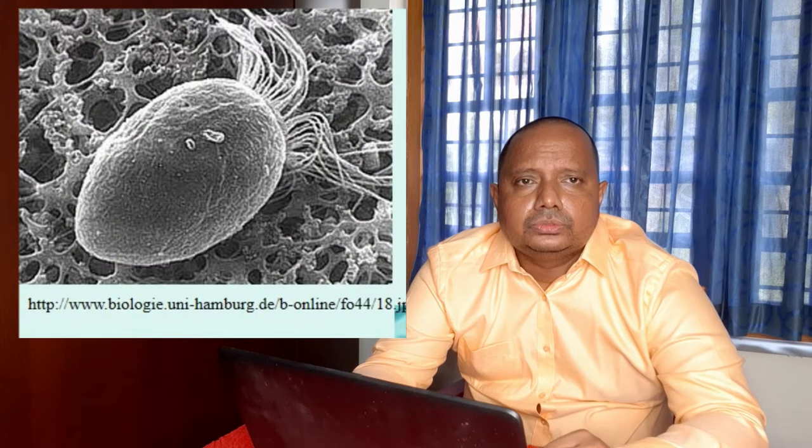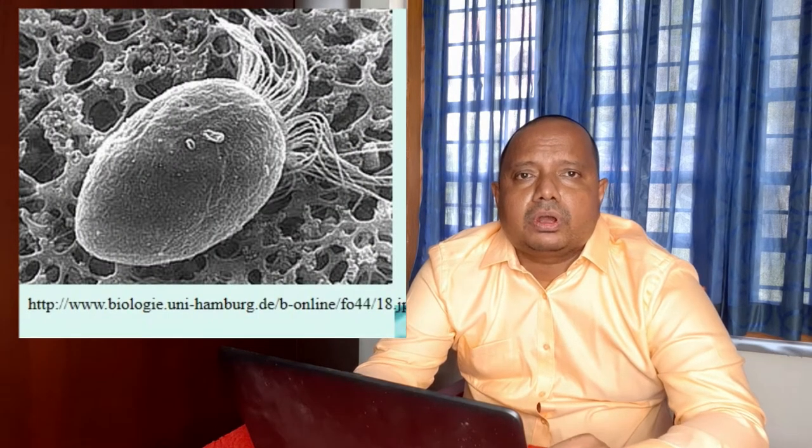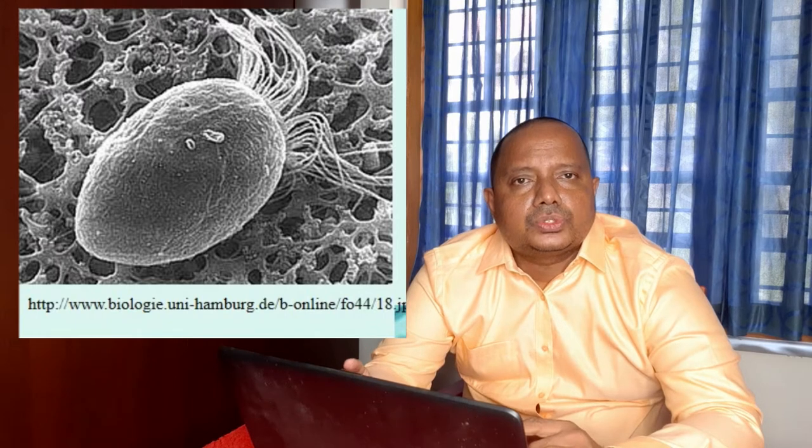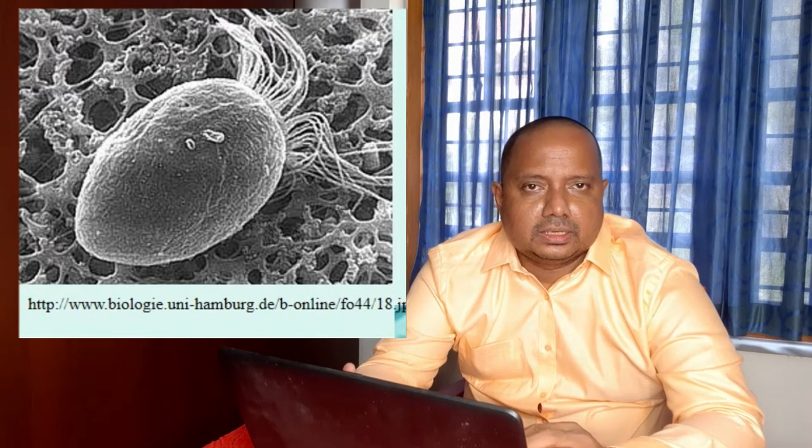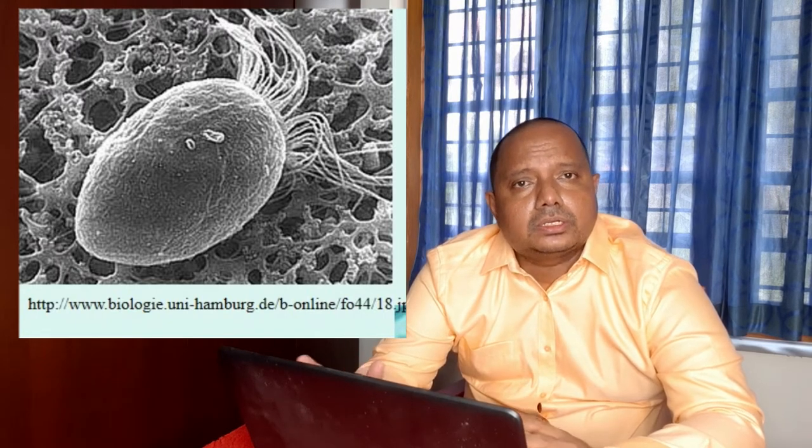Here you can see an electron microscopic view of the zoospore of Oedogonium. This is also a stage in the life cycle, a ciliated zoospore. Now come to the habitat and classification. The organism belongs to the class Chlorophyceae, order Oedogoniales, family Oedogoniaceae, and the genus is Oedogonium.